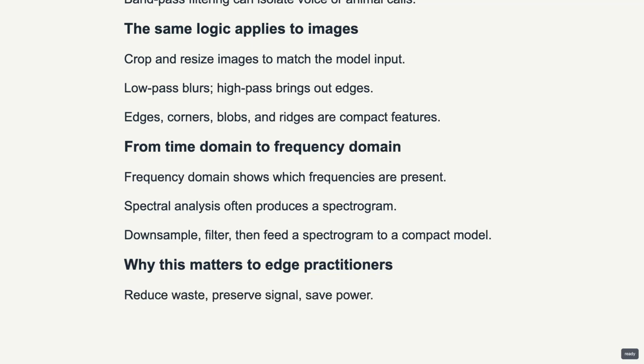Engineers who understand pre-processing can make constrained systems behave far better without changing the model itself. Trimming unnecessary samples, removing noise, and keeping the pipeline lean all translate into lower power use and more reliable inference.